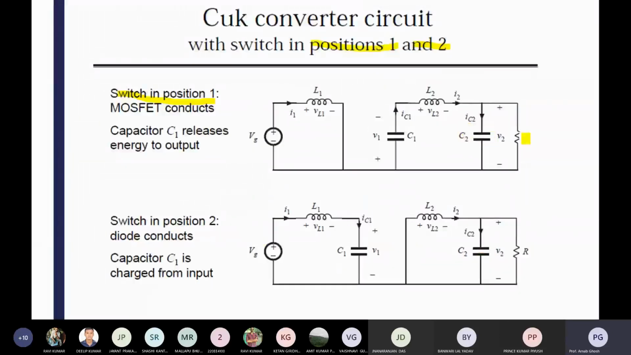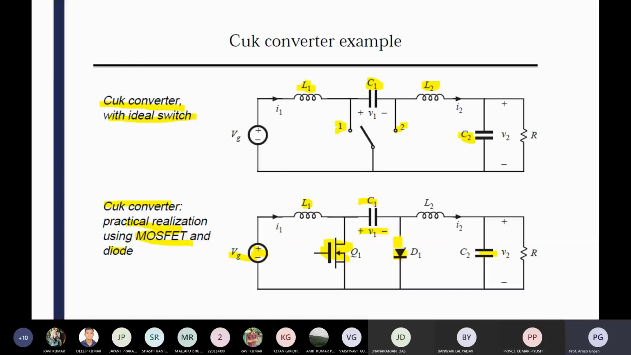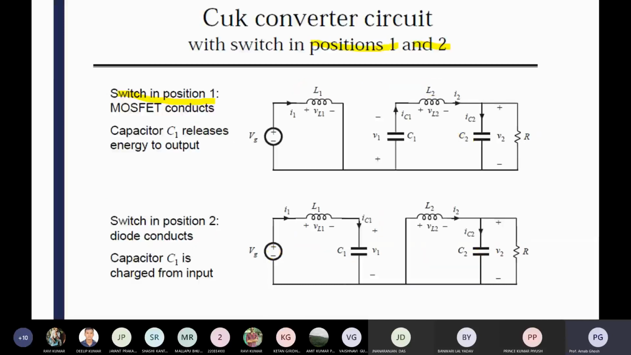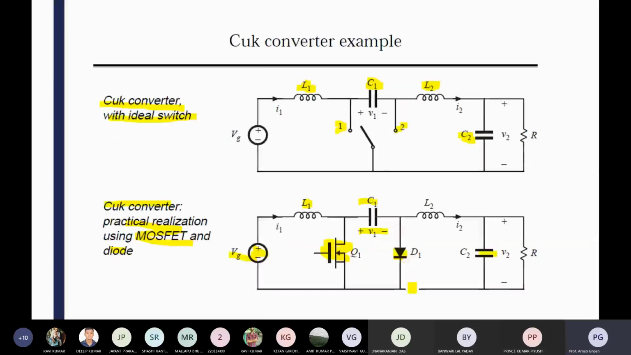So capacitor 2, then load will be connected for case 1. In case 2, that MOSFET will be off. That means the MOSFET will be off, so it will be short circuited, so the diode will be turned on. So through this path it will be shorted. That position will be the same timing position, this one.